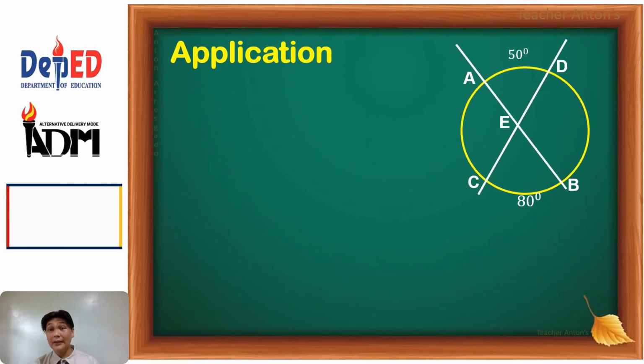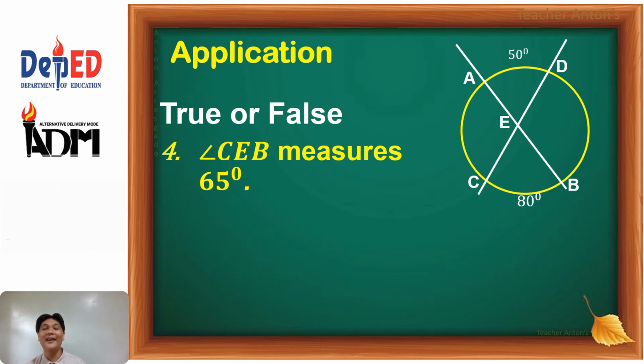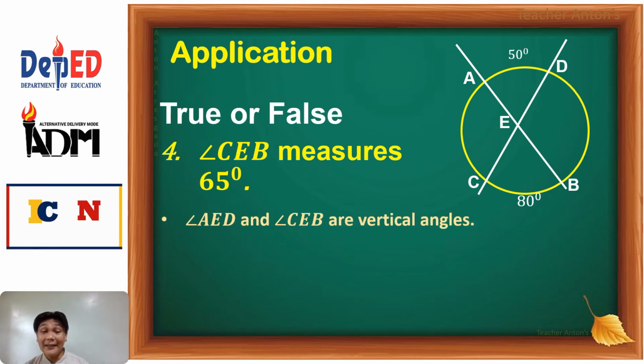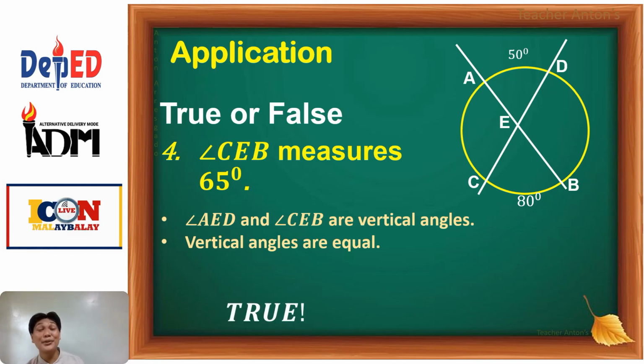Now, by using again this figure, to identify whether statement number 4 is a true or a false statement. So angle CEB measures 65 degrees. Okay, so let us make a simple recall there. Angle AED and angle CEB are vertical angles. And in our Grade 8, di ba, using the parallel lines and transversal, vertical angles are equal. So our statement is true.